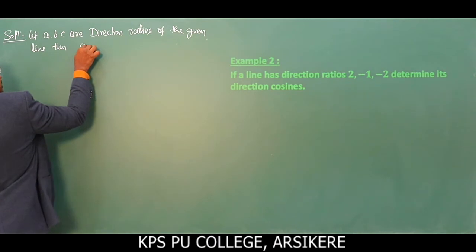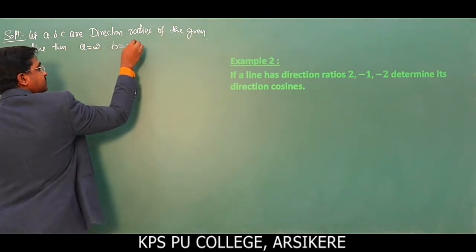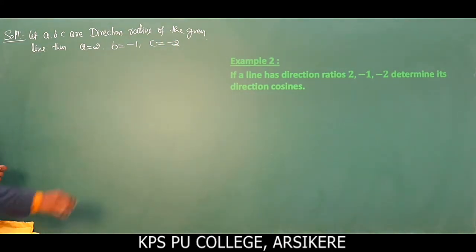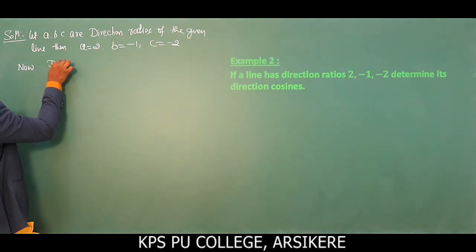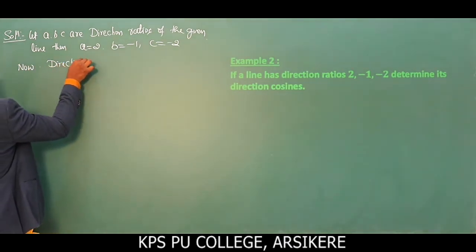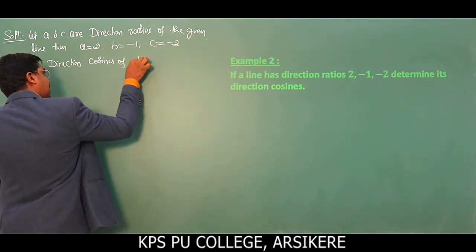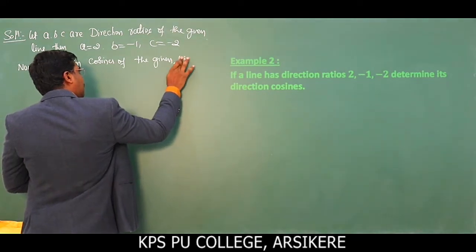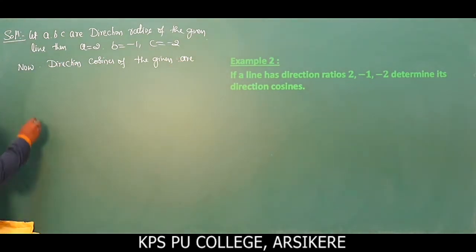Then what is the A value here? A is equal to 2, B is equal to -1 and C is equal to -2. So now, the direction cosines of the given line. What is the expression here?